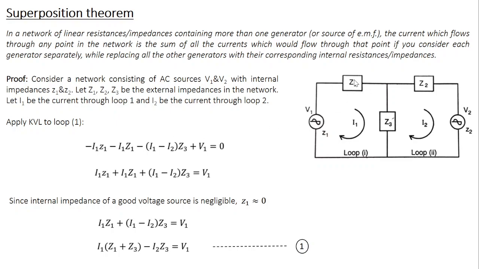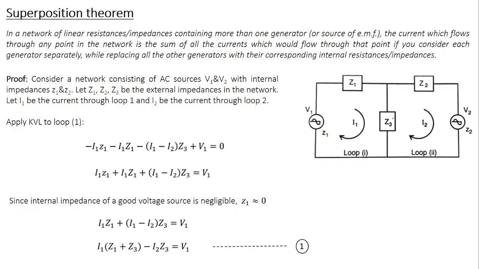Similarly, for capital Z1, you are moving in the direction of the current, so the potential drop is minus I1 Z1. Similarly, you have minus I1 Z3 here. But for Z3, there is another current I2 which is flowing in the opposite direction. So in that case, the potential drop is plus I2 Z3. You can combine these two and write minus (I1 minus I2) into Z3 plus the EMF V1 equal to 0. You can rearrange the terms, get all the potential drops to the other side. You get I1 z1 plus I1 Z1 plus (I1 minus I2) Z3 equal to V1.